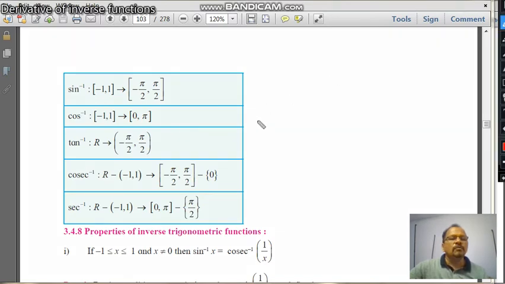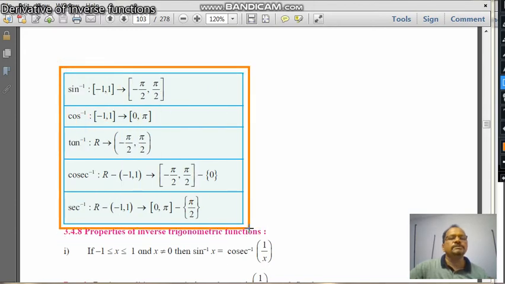In section 1 we have to study these inverse functions. This is what there in section 1 we must know. For this sine inverse, domain is closed interval -1 to +1 and the range is from -π/2 to +π/2. Similarly, for cos inverse function, the domain is closed interval -1 to +1 and range is closed interval 0 to π. For tan inverse function, domain is set of real numbers and range is open interval -π/2 to +π/2.